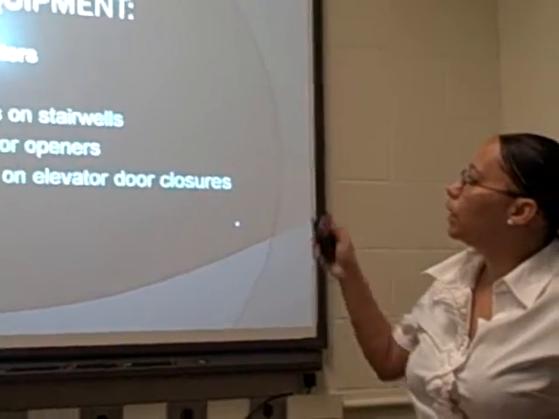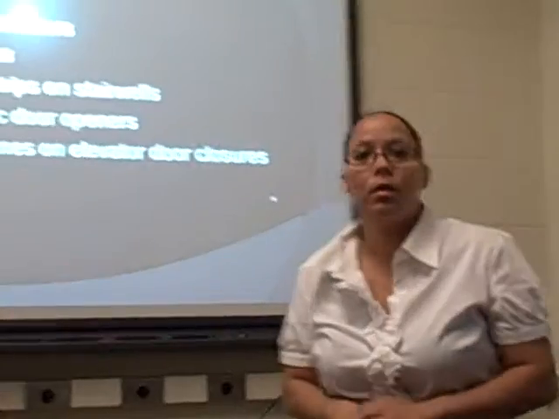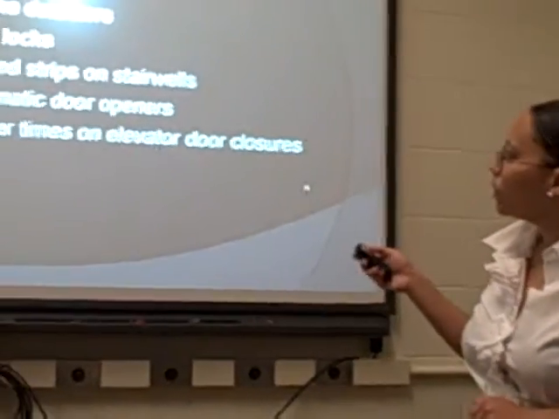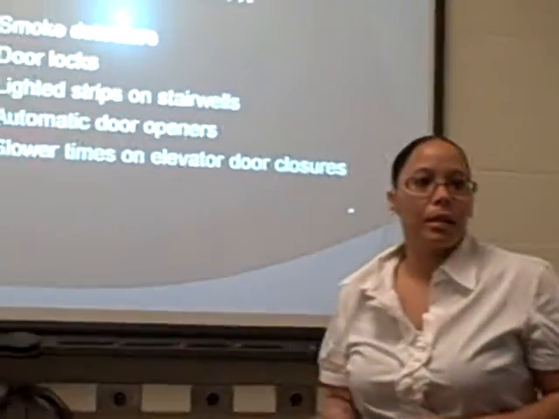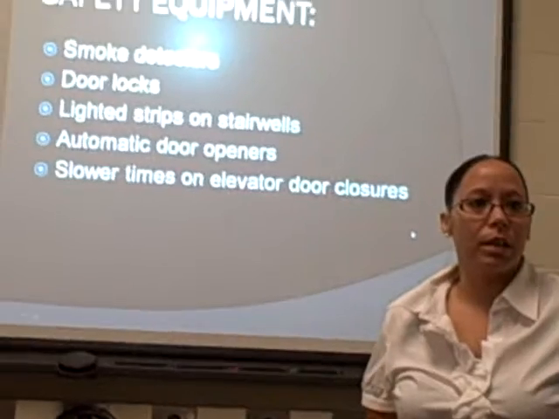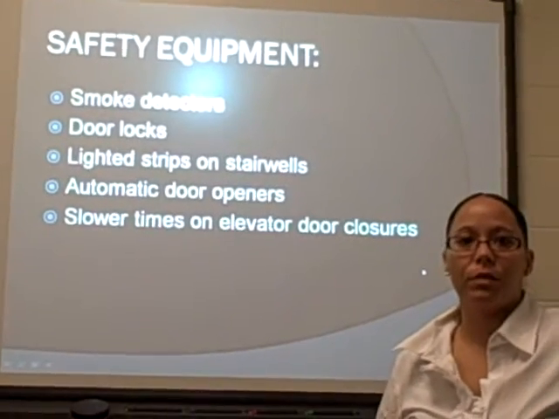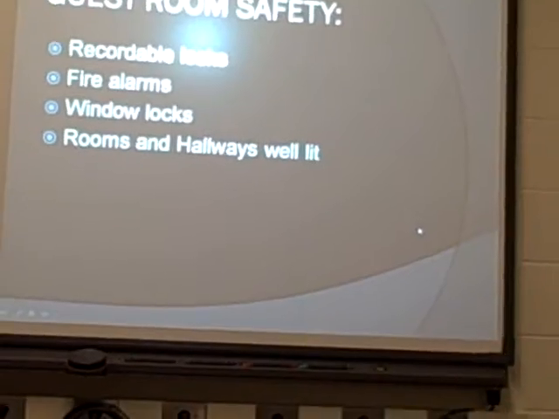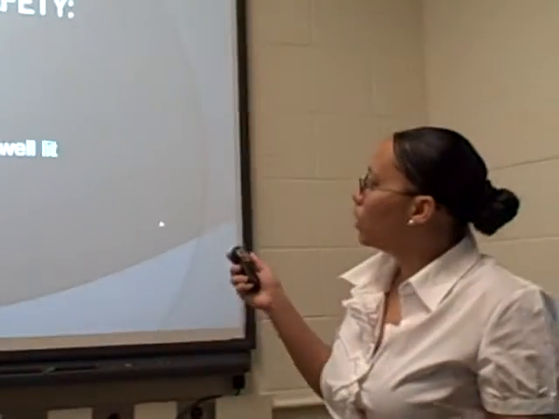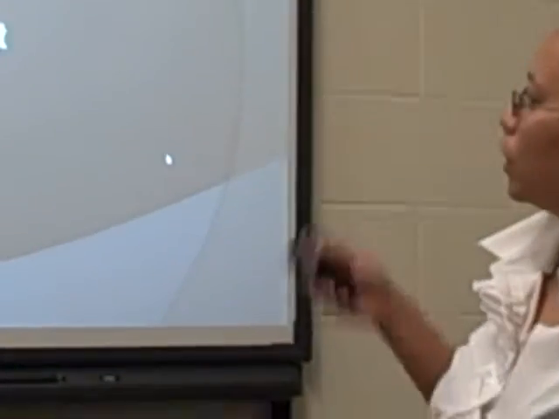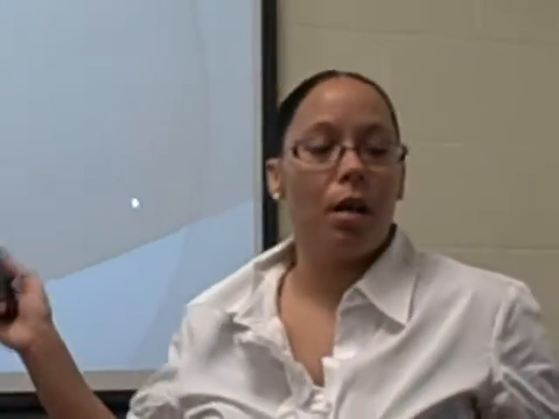Safety equipment, we definitely need to make sure that there are smoke detectors in the hotel, just in case of a fire. We need to make sure that we have slower times on the elevator door closures. They can catch people, if there are wheelchairs or little kids' fingers, we want to make sure that they have enough time to get in and off the elevator. Guest room safety, we have fire alarms and window locks. There have been a lot of incidents on the news where children have fallen out because of the windows, so we want to make sure there are proper locks on the windows, and that the rooms and hallways are very well lit.